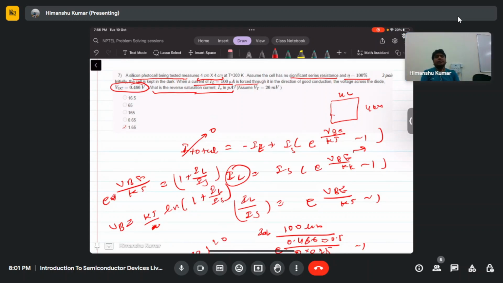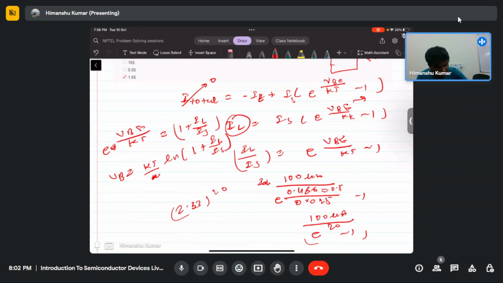Sir, we derived the VB equation, kT by q ln of 1 plus IL by IS. After that, what are we doing? Basically VB we will put as VOC. Then we also do not need to take the log, we can just find this. I total is 0, IL is provided, IS we need to find. So it is just a replace-and-find kind of problem.